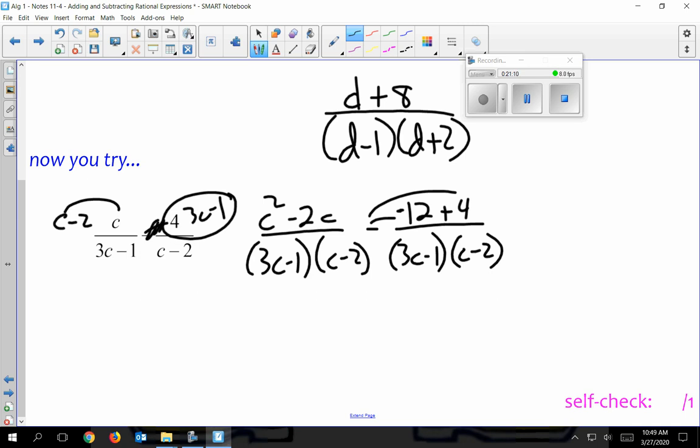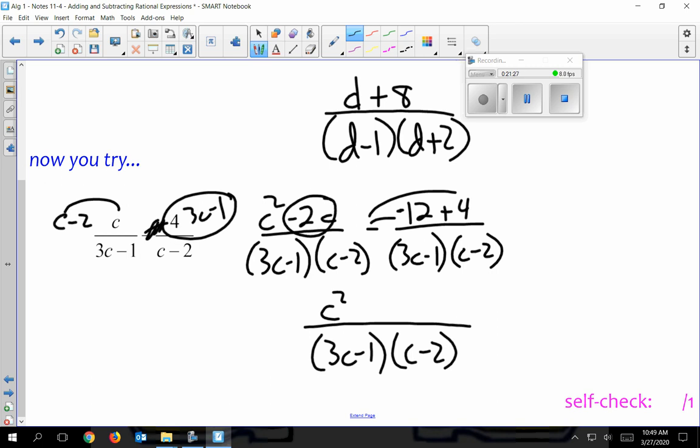I can go ahead now and write the one fraction. I don't have another c squared, so just c squared. I've got negative 2c and negative 12c, which gets me negative 14c, and I've got this positive 4. I would like to try to factor the top, but I can't. It won't factor.